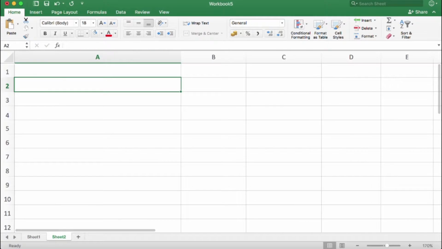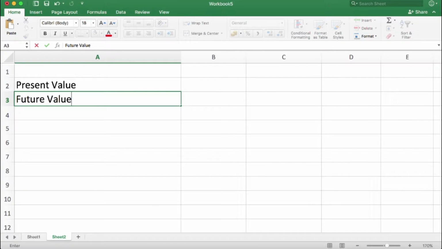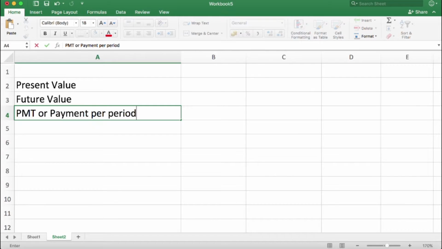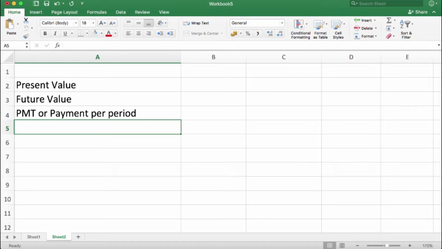We can standardize most of the variables required in an Excel template so that we can answer these questions very easily. The input required in most of the time value applications can be standardized as present value, future value. In this case, we want to find out the future value. We know the present value. PMT, or payment per period, is applicable whenever we are going to make a regular investment or we are receiving a regular pension or any other payment. Rate is equal to interest rate.